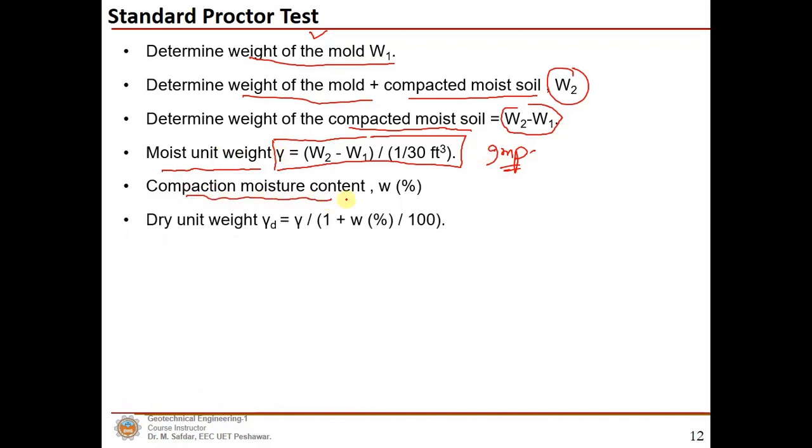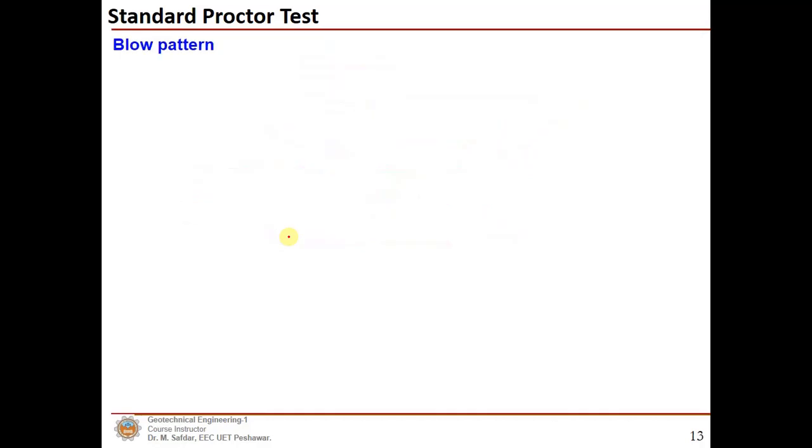For the compaction moisture content, we can take a soil chunk from the soil which is compacted in the mold, place it in the oven for 24 hours, and find out the percentage. And now if you want to find out the dry unit weight, we can use this equation. So we'll use the information obtained from the previous equation, which is the moist unit weight, and the water content percentage, and we will find out the dry unit weight.